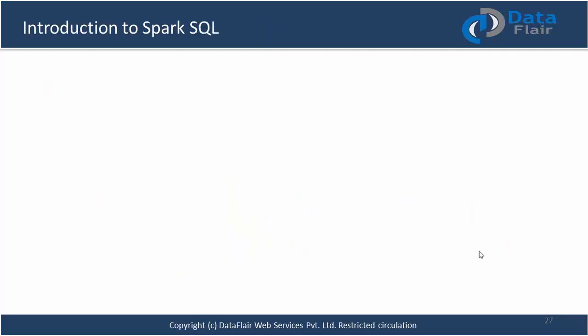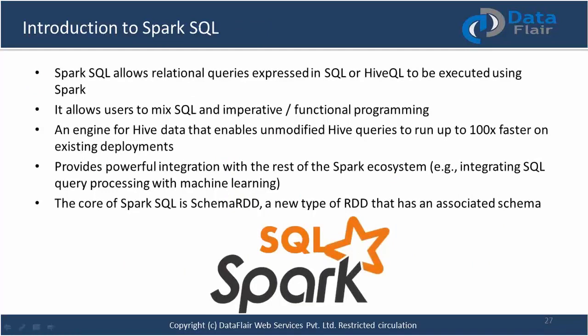Let's proceed ahead. Let's talk about Spark SQL. Spark SQL allows relational queries expressed in SQL or HQL to be executed using Spark. It allows users to mix SQL and imperative or functional programming together. If the operation is complex and can't be handled with SQL, write functional programming there and mix it with the SQL. Again, an important feature. Mixing is always critical.